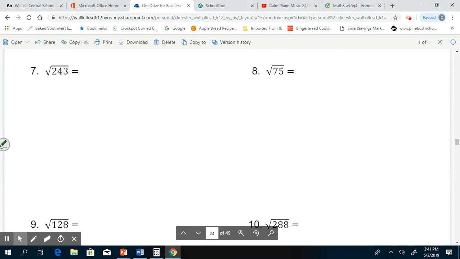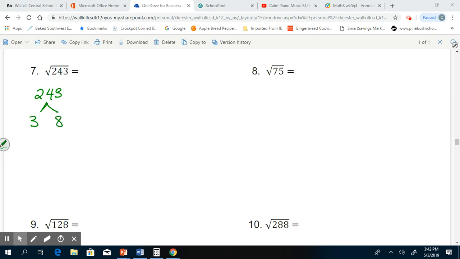Okay, number 7. Now we're going to get a little bit bigger because we've got a harder number here, but we start with 243. 243 is not divisible by 2, but it is divisible by 3. And I know that because 3 goes into 24 and 3 goes into 3. So 3 goes into 24 8 times, and 3 goes into 3 once, so it's 81. 81 is 9 times 9. 9 is 3 times 3, and 3 times 3 again. So I have 1, 2, 3, 4, 5 threes.